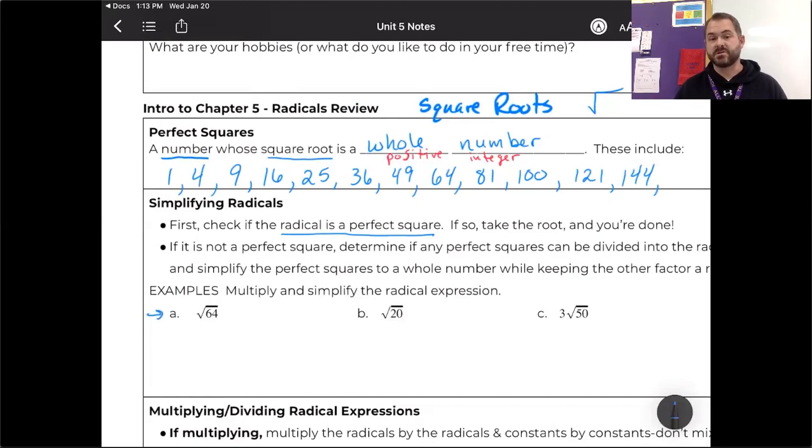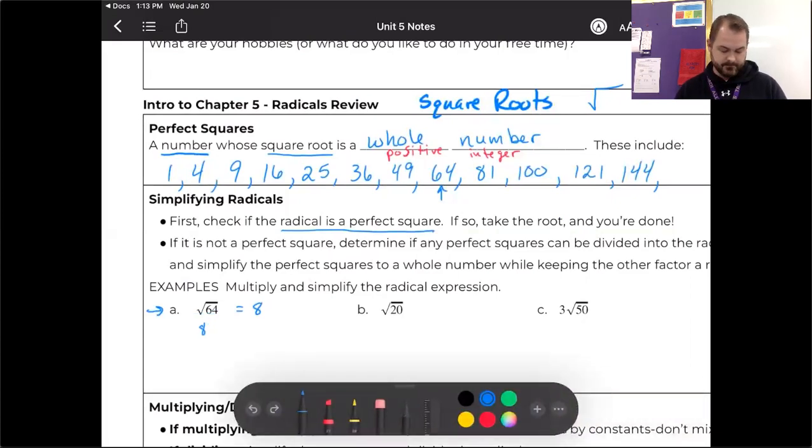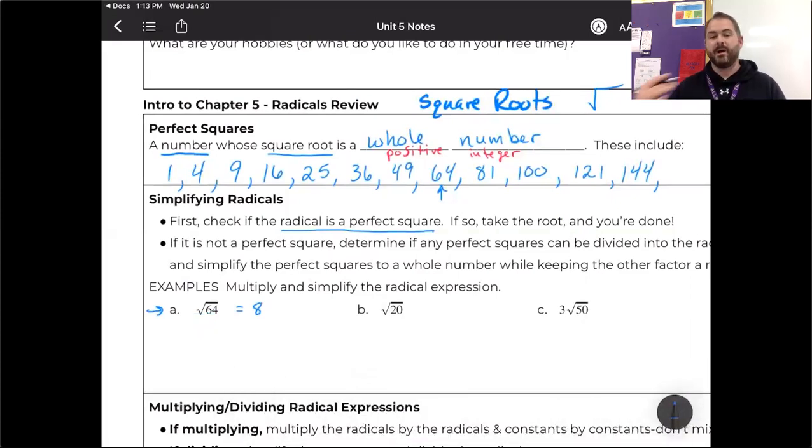Okay, and that's actually like example A. 64 is a perfect square. It is our 8th perfect square. So since it's a perfect square, the square root of 64 equals 8 because 64 is 8 squared. So if I take the square root to cancel out that squared, it leaves me with just an 8. Okay. However, we're going to get into other numbers that are not perfect squares. The number 20, in example B, is not a perfect square. So we need to move on to this process.